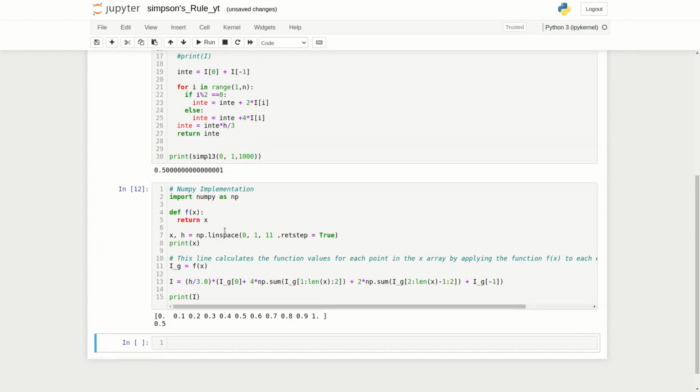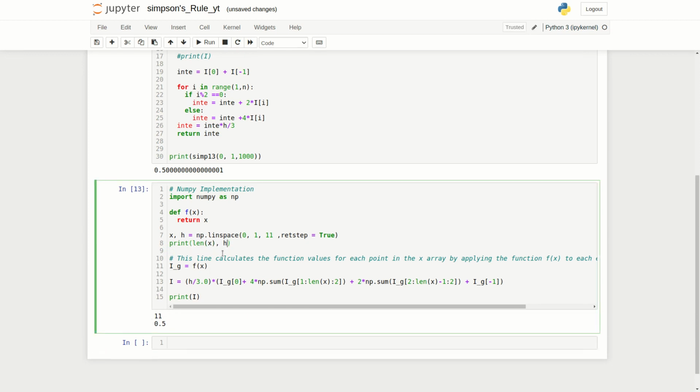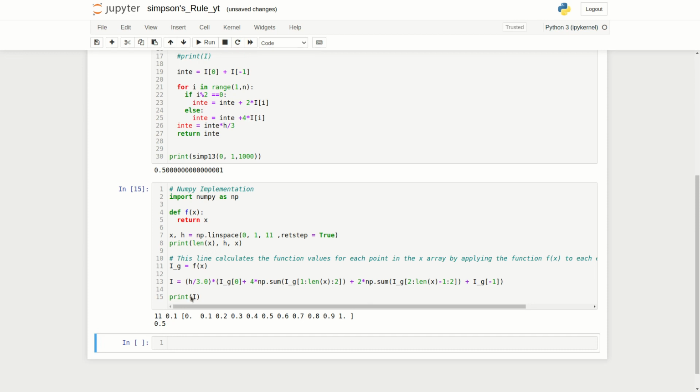Just look at print x, that is 0, 0.1, 0.2, 0.3, 0.4, 0.5 in this way up to 1. And how many points are there, you can check by the length of x, there are 11 points. As well, you can print the h. h means the difference between two points, and you can also print x. Here the length of x is 11 and h is 0.1 and the x array is something like that in a one line implementation.